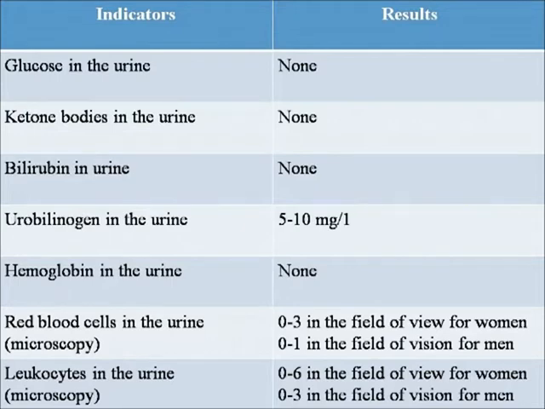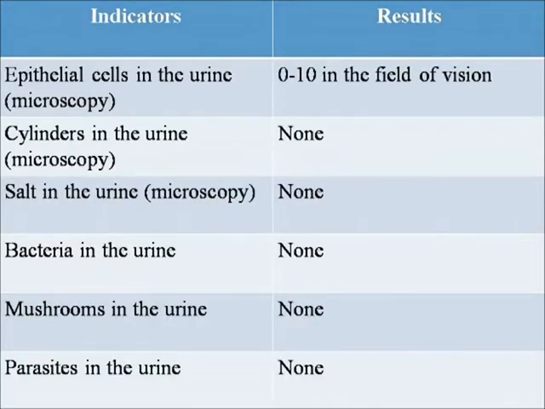The red blood cells in the urine under microscope are 0 to 3 in the field of view for women and 0 to 1 in the field of vision for men. For leukocytes in the urine under microscope, 0 to 6 in the field of view for women and 0 to 3 for men. Epithelial cells in the urine under microscope are 0 to 10 in the field of vision. Cylinders, salt in the urine, bacteria, fungi, and parasites must be absent in the urine.